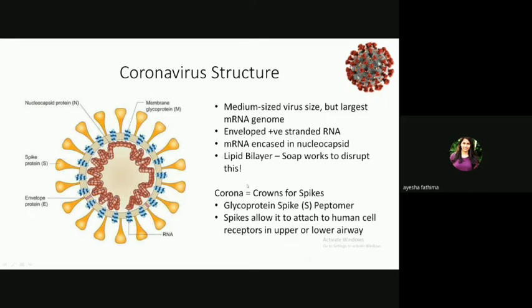Why is the lipid bilayer important? Because soap works to disrupt this. That's why we say use soap and also alcohol based sanitizers. The word corona actually means crown. So you can see here that the spikes are basically in the shape of a crown. So that is why the name coronavirus. And this is also made up of some protein material, glycoprotein spike peplomers.